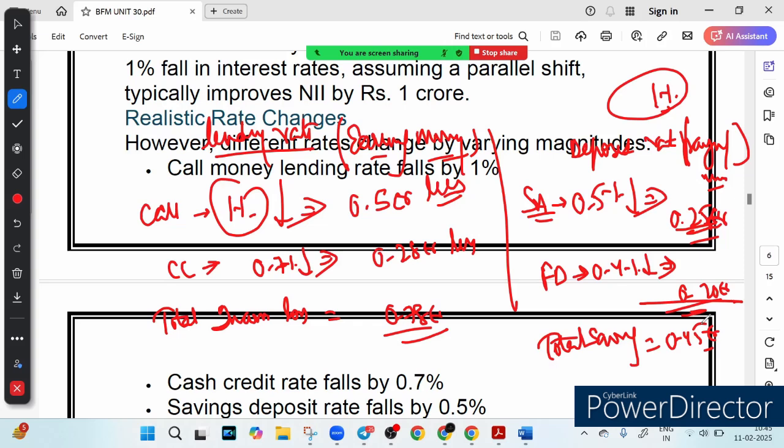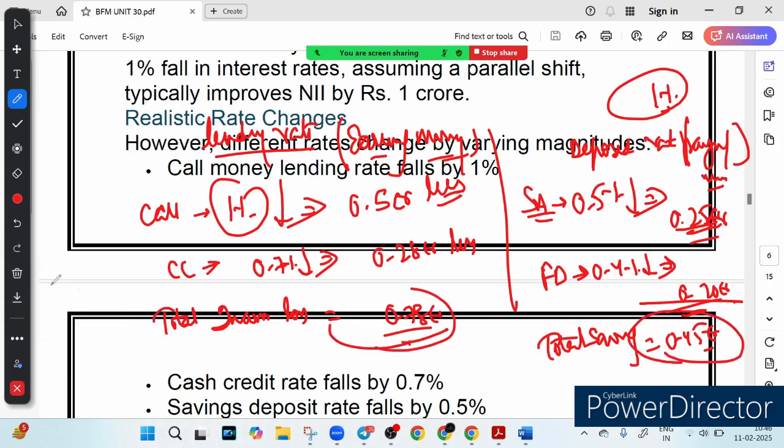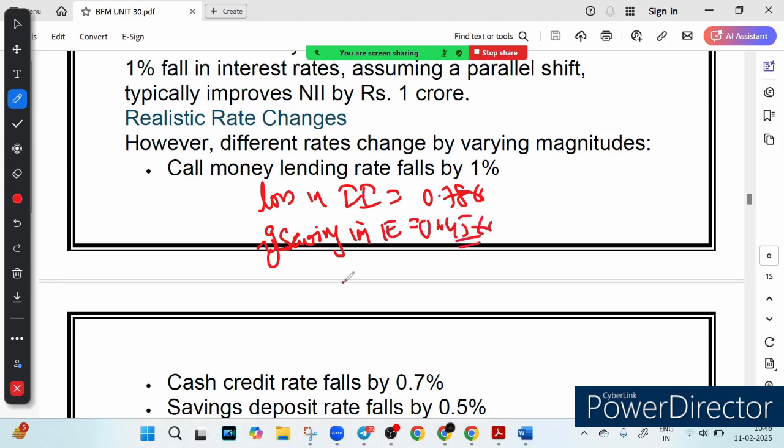So let's do the math. You can see that the loss in interest income is 0.78 crore. Let me erase this. Here it is 0.78 crore and here it is 0.45 crore. So I can write that the loss in interest income is equal to 0.78 crore and the saving in interest expense is 0.45 crore. So ultimately, overall the bank faced a loss. What is the overall loss? It is 0.78 minus 0.45, which is 0.33 crore. So this is the overall loss.